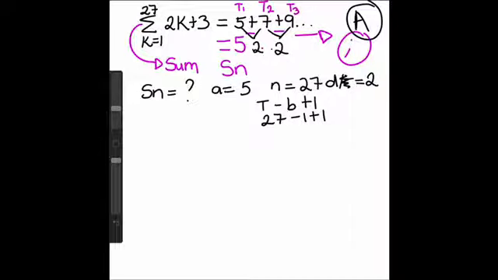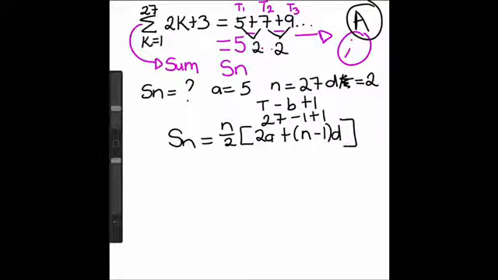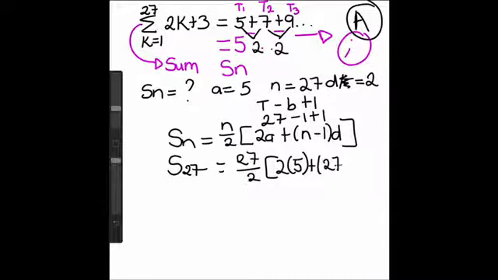We have 3 out of the 4 elements completed, and therefore we know we're looking for Sn. So now that we have all our elements, we can go and put it into our formula, which is n over 2, 2a plus n minus 1 times by d. Right? Now we know we're working for S27 because n is 27. 27 over 2, 2 times 5 plus 27 minus 1, times by d, which is 2.